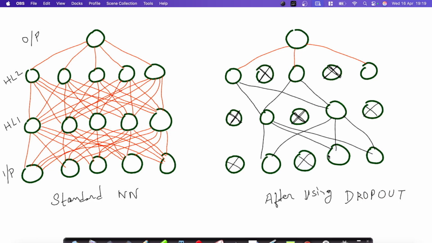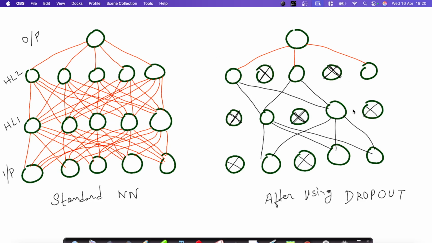Now what is happening in each iteration? Some of the neurons are switched off, so the number of connections gets smaller. As we have seen in the last video, if we increase the number of layers and number of neurons, then overfitting also increases, right? So here, we are not exactly deleting the neurons. What we are doing is switching them off randomly at each iteration.